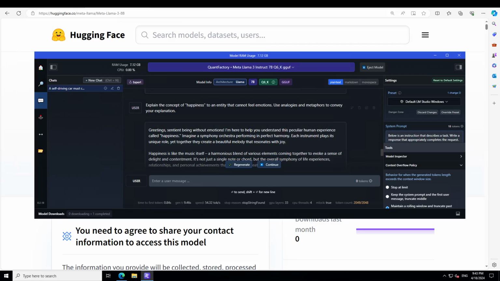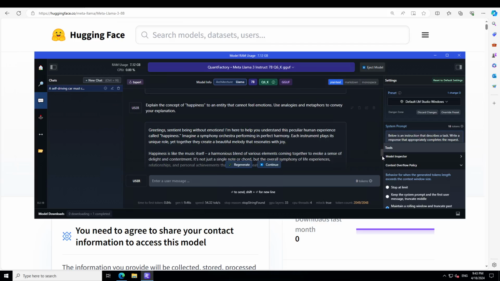It is saying, "Greetings, sentient being without emotions. I'm here to help you." Look at the prose that it is using, calling it a sentient being without emotions. "I'm here to help you understand this peculiar human experience called happiness. Imagine a symphony orchestra performing in perfect harmony. Each instrument plays its unique role."